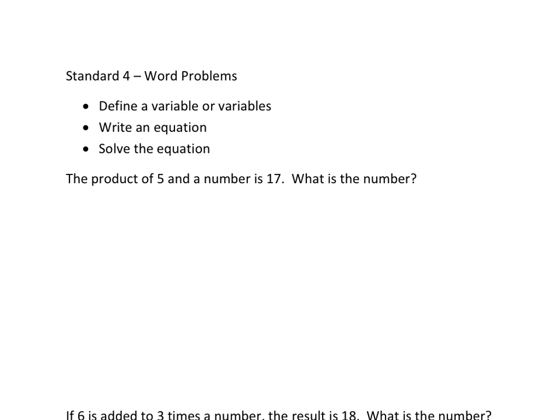So this first problem, the product of 5 and a number is 17. What is the number? So the math going on here is multiplying, because the word product means multiplying. For a variable, I'm trying to think what the number might be, so I'm going to say n stands for the number.